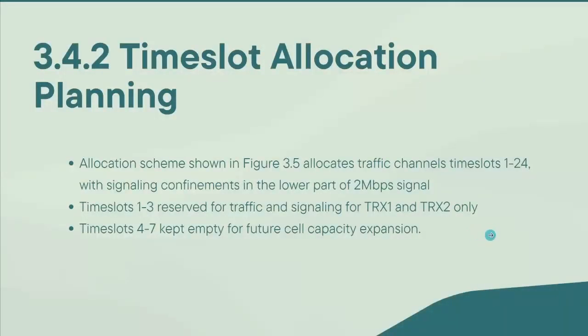So the allocation scheme shown in figure 3.5, which is the same slide about the one PCM link, allocates the traffic channel time slots 1 to 24 with the signaling confined to the lower part of the 2 megabit per second signal, and the time slots 1 to 3 reserved for traffic and signaling for TRX1 and TRX2 only, and also the time slots 4 to 7 kept empty for future cell capacity expansion.